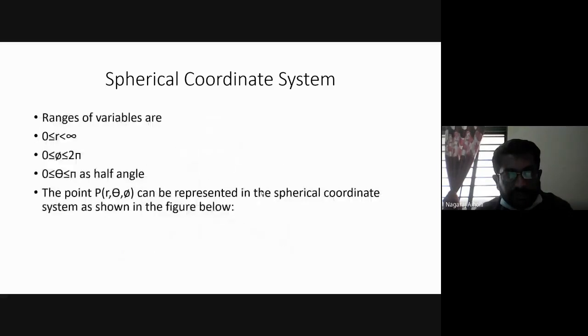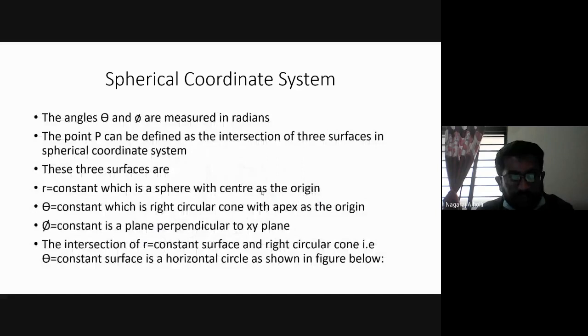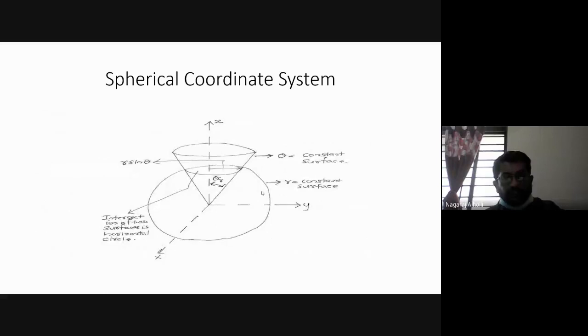Then the next point was on the range of these variables. r varies from 0 to infinity, phi from 0 to 2 pi, and theta from 0 to pi. The point of intersection we found out: when the r equal to constant surface and the theta equal to constant surface intersect, the portion that is formed is a circular surface, as you are seeing here, and the radius of that circular surface is r multiplied by sine of angle theta, that is r sine theta.